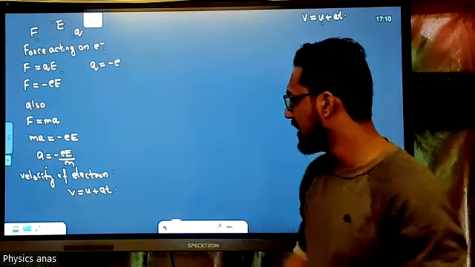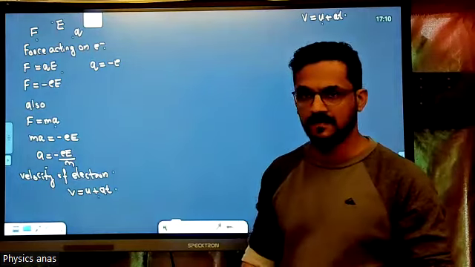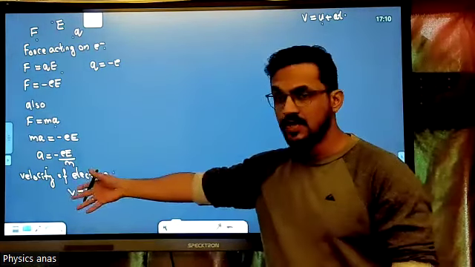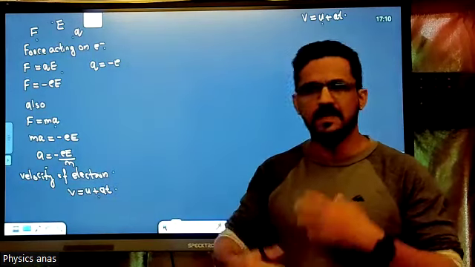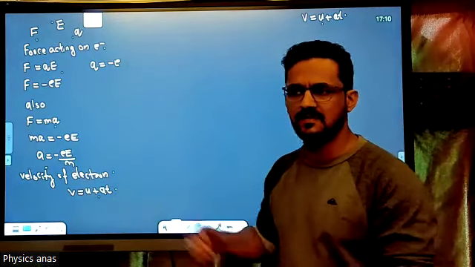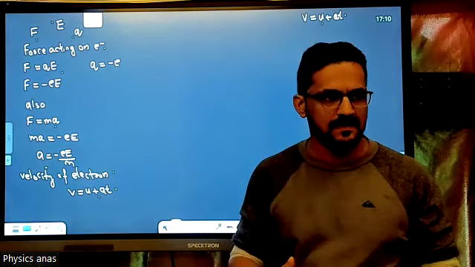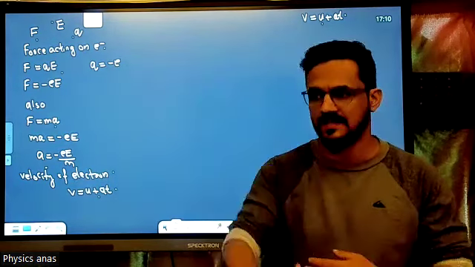Right? Only A is constant in it. The initial velocity U is 0, we know that. And the time interval may be different. What is this time interval? The time interval is the time taken to increase this velocity.